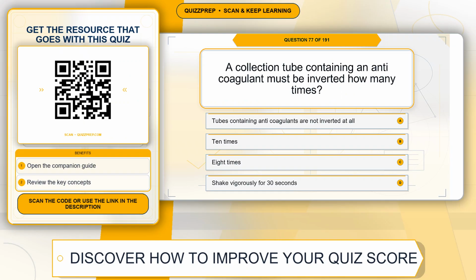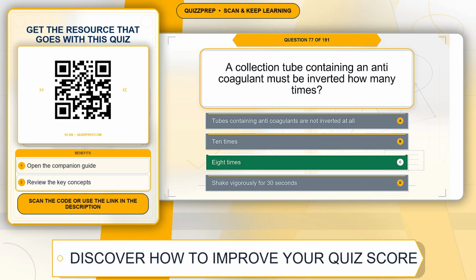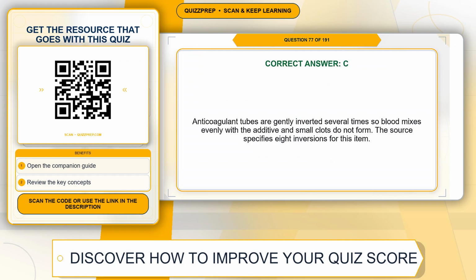Question 77. A collection tube containing an anticoagulant must be inverted how many times? Option A, tubes containing anticoagulants are not inverted at all. Option B, 10 times. Option C, 8 times. Option D, shake vigorously for 30 seconds. The correct answer is option C, 8 times. Explanation. Anticoagulant tubes are gently inverted several times so blood mixes evenly with the additive and small clots do not form. The source specifies 8 inversions for this item.